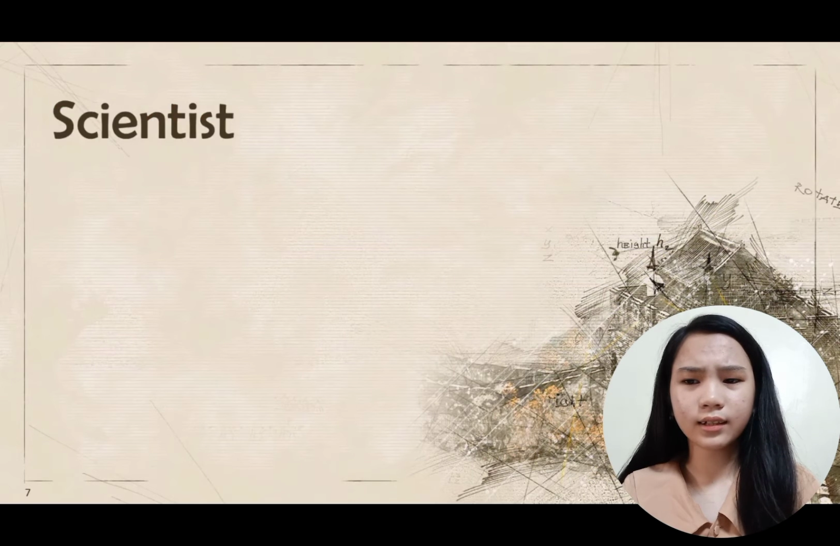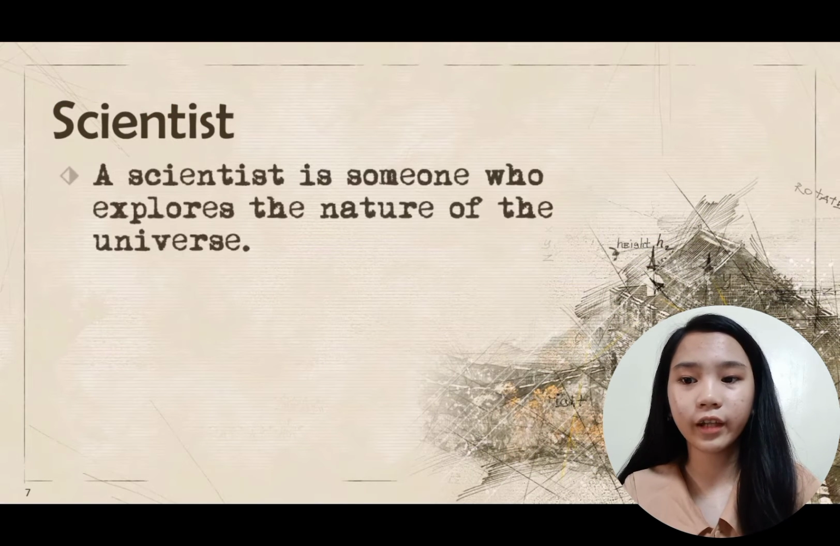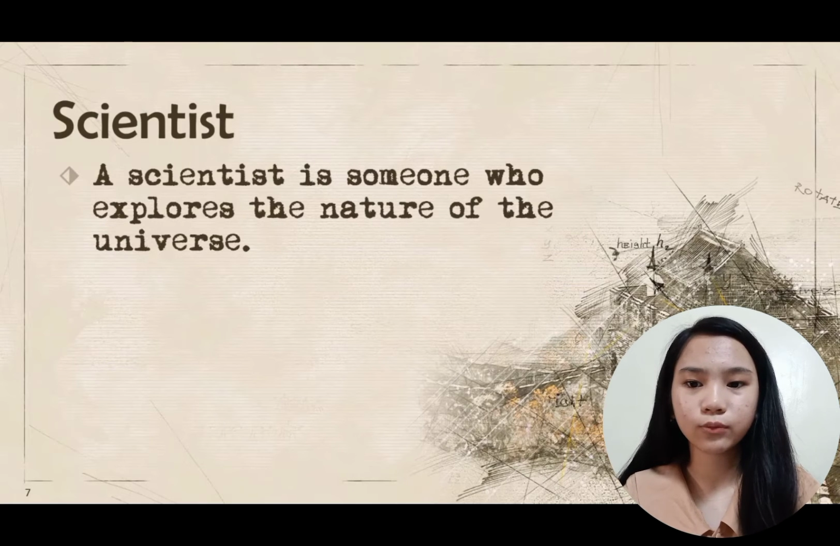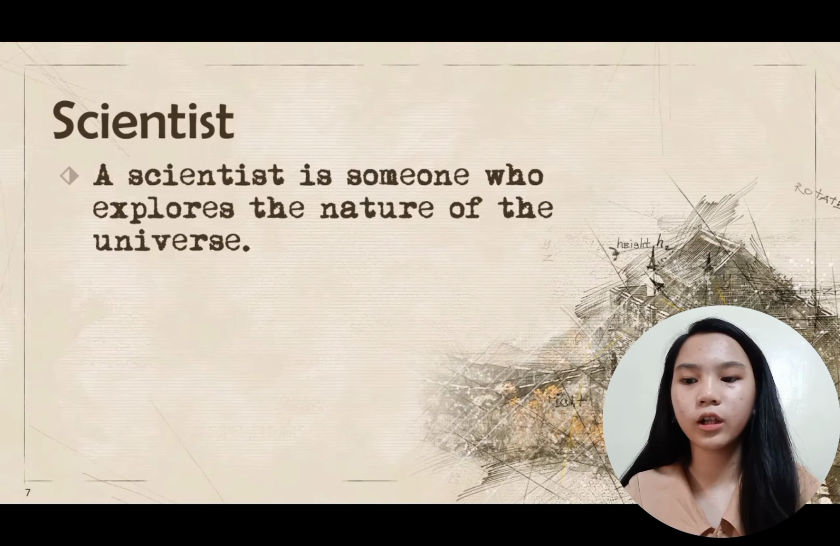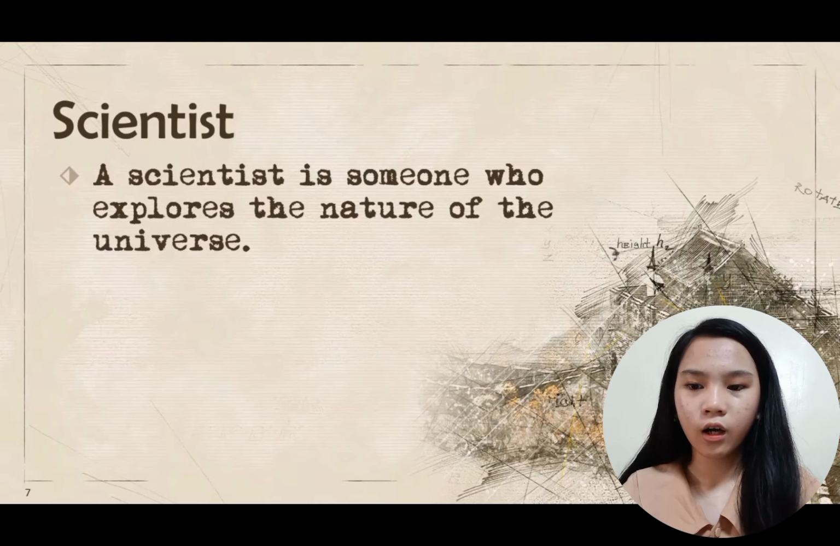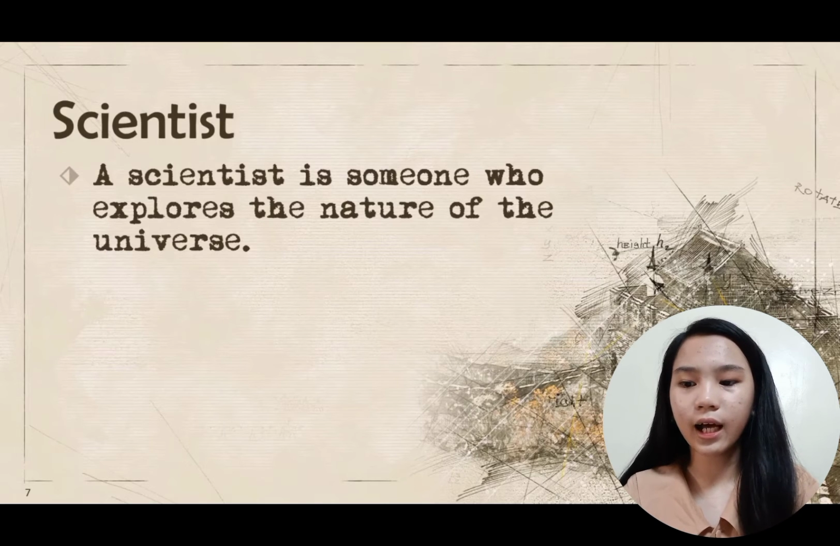What is a scientist? A scientist is someone who explores the nature of the universe. He is a person who conducts scientific research to advance knowledge in an area of interest. Before, there was no real ancient concept of modern scientists. Instead, philosophers engaged in the philosophical study of nature called natural philosophy, which is a precursor of natural science. So let us discuss some of the famous scientists in the different branches of science.